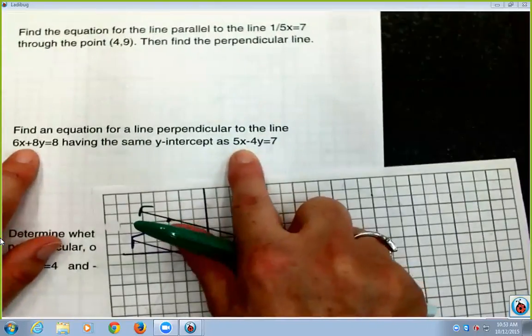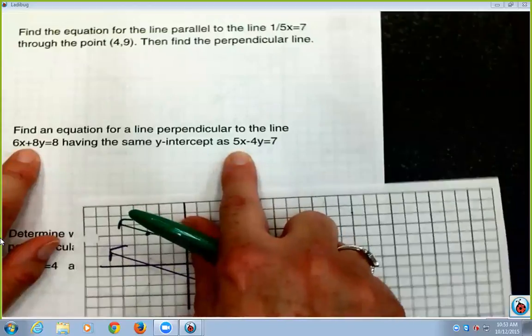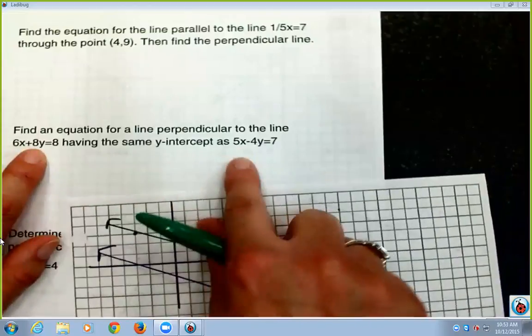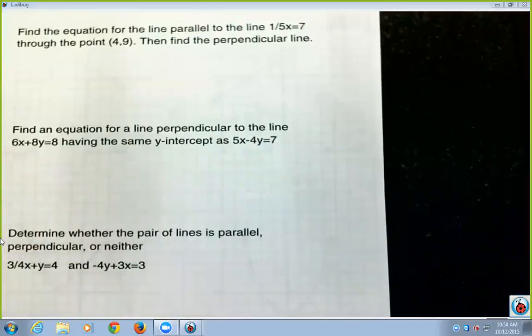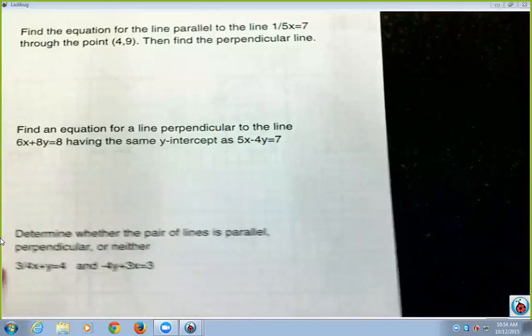This one is find the equation of a line perpendicular to this line having the same y-intercept as this line. I guess we do need to do that one because it's a little bit different than the previous ones we've had.